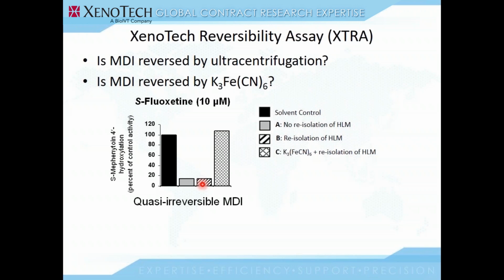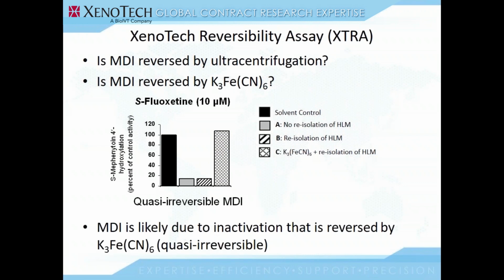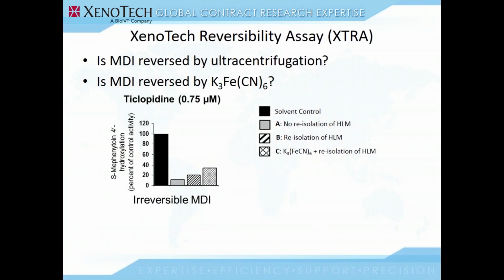However, upon treatment with potassium ferrocyanide prior to re-isolation in Group C, there was a return of the percent of control activity to that of the solvent levels. So the treatment with potassium ferrocyanide dissociated the MIC complex, causing the MDI. In other words, this is a quasi-irreversible inhibition.